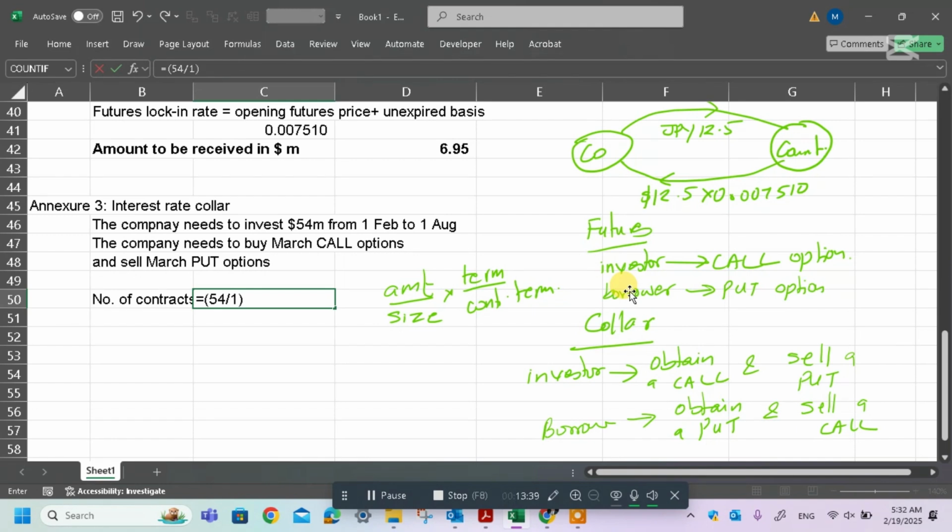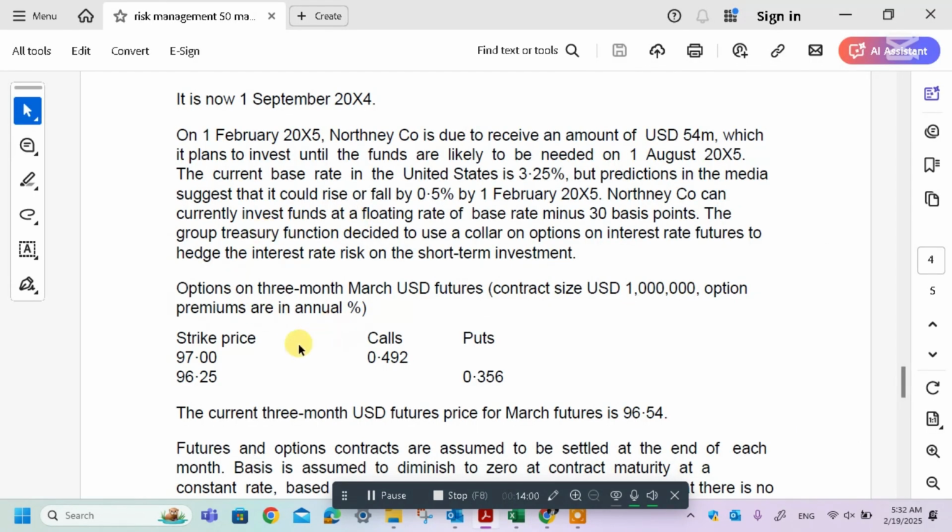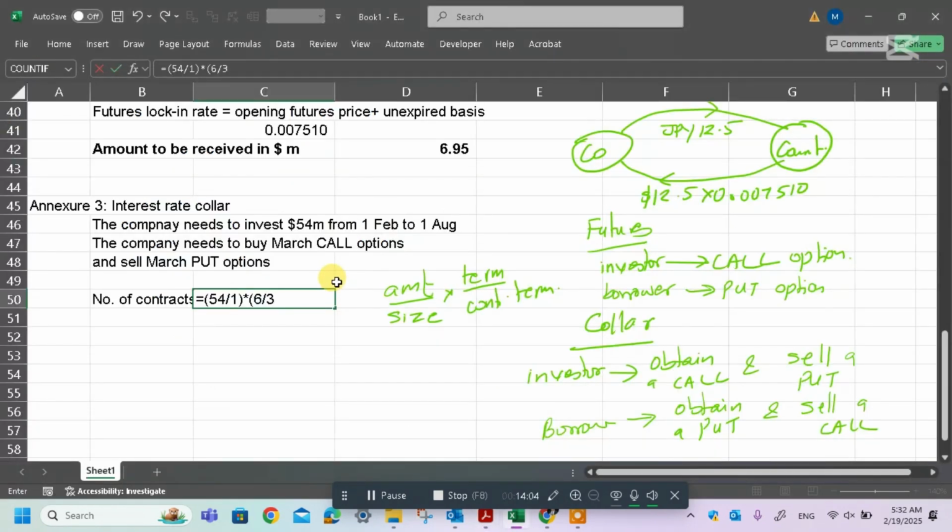$1 million multiplied by, for how long you want to invest this, starting from Feb, March, April, May, June, July. August is not counted because on 1st of August you need it back. So 6 months. Once again, Feb, March, April, May, June, July. Divided by, contract is for how many months? 3-month options. Divide by 3. So you need 108 contracts. 108 March contracts.